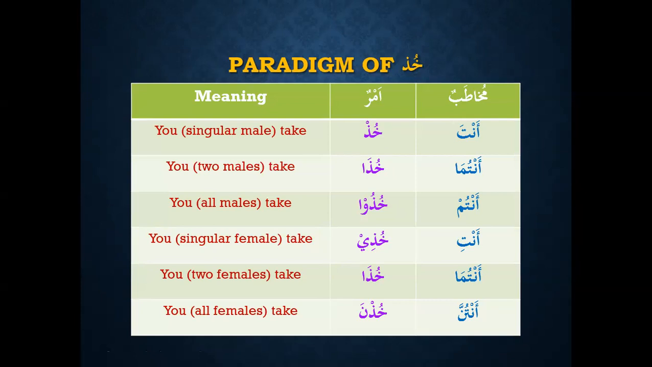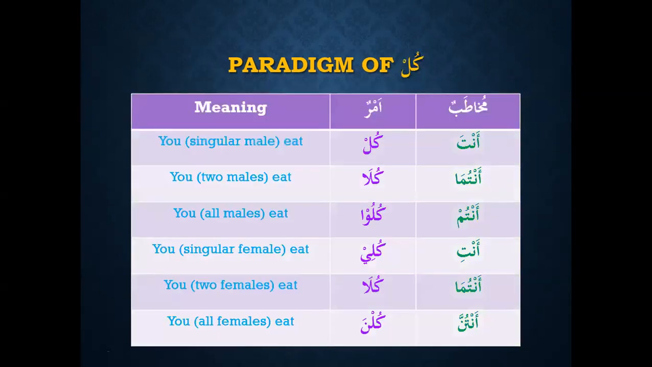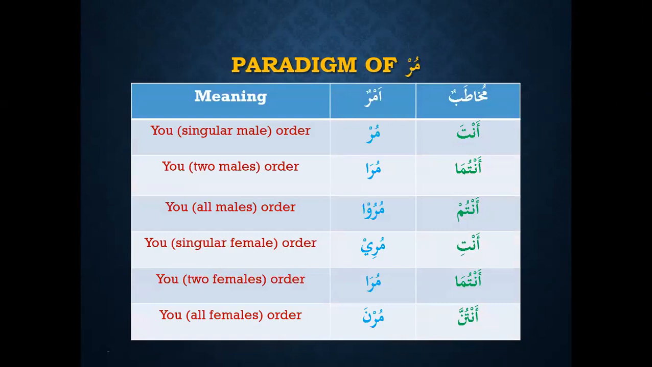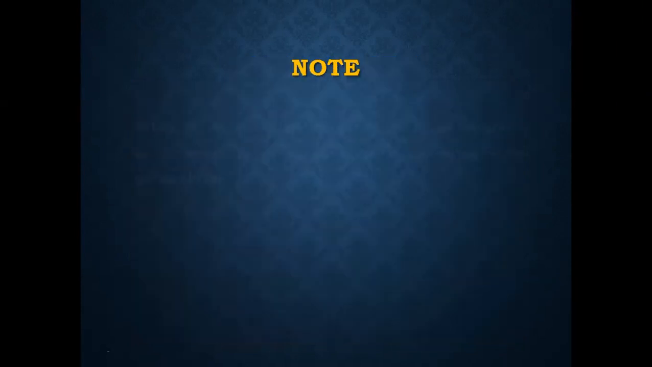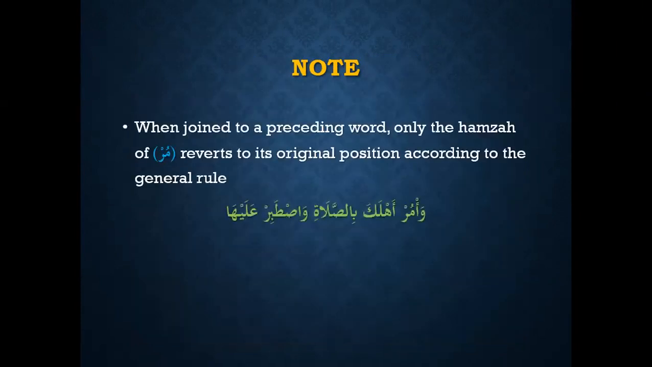Khud is for first person, two male and plural, as you know, for feminine, you say khudi, khuda, khudna, yeah, all of you. So this is command without having hamza at the beginning because you don't need that, they drop it. Likewise, kul kula kulu kuli kula kulna. That's the gardan for that as well. And mur mura muru muri mura murna.